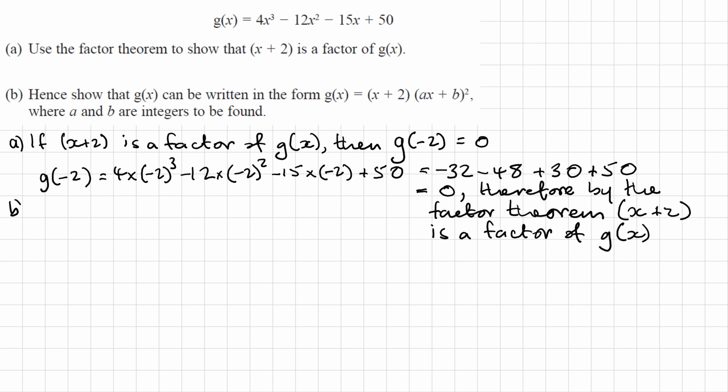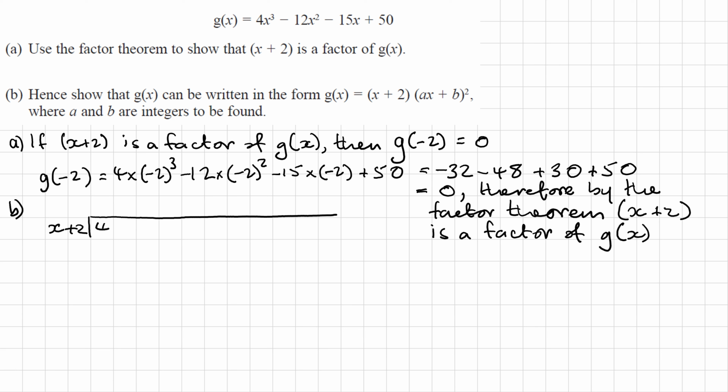Part B. Hence show that g of x can be written in the form g of x is equal to x plus 2 times this polynomial here, ax plus b all squared. There's a couple of ways we can do this. I can equate coefficients, or I can do long division. I'm going to do long division. So I'm going to take our g of x and divide it by x plus 2.